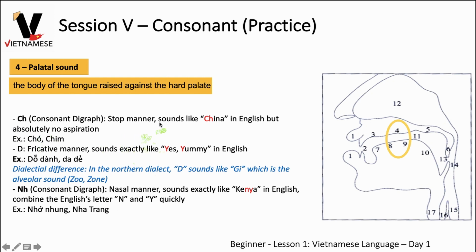Stop manner, and this sounds like "China", but without the aspiration. So it would be like "China", not "China" with a puff of air. For example, chó, or chim. Okay, again, ch, chó, chim.